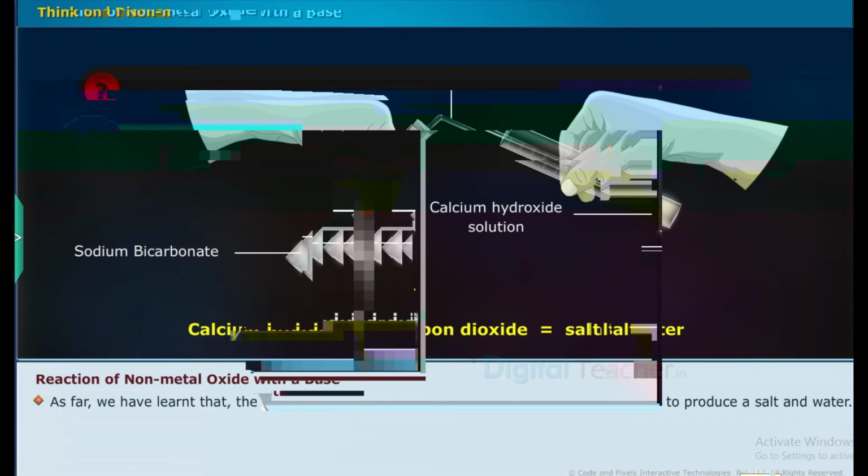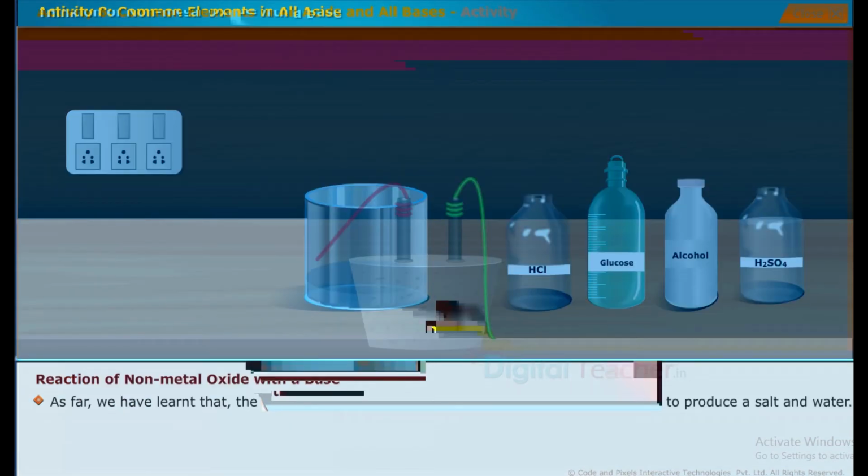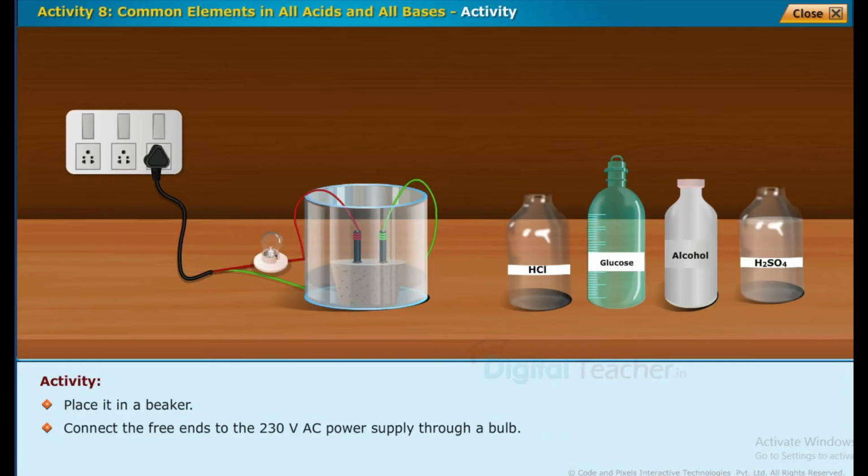Common elements in all acids and bases. Take solutions of hydrochloric acid, glucose, alcohol and sulfuric acid. Take a beaker. Pour a dilute solution of hydrochloric acid in the beaker. Take a rubber cork and drill 2 holes in it. Now connect two different color wires to graphite rods separately. Keep them in the 2 holes on the rubber cork. Place it in the beaker.